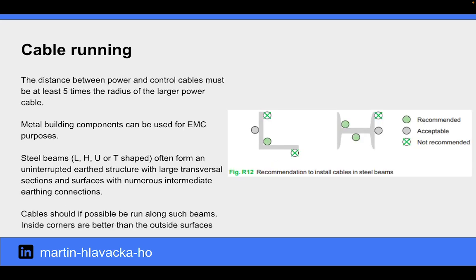If there is no shielding, sufficient distances must be maintained. The distance between power and control cables must be at least 5 times the radius of the larger power cable. Metal building components can be used for EMC purposes. Steel beams often form uninterrupted earth structure with large transversal sections and surfaces with numerous intermediate earthing connections. Cables should, if possible, be run along such beams. Inside corners are better than the outside surfaces.